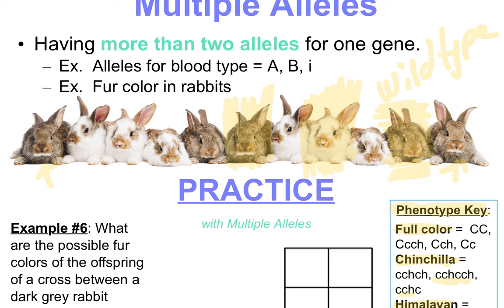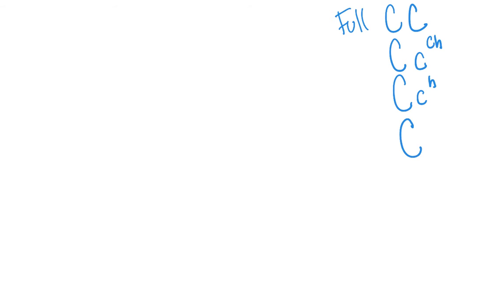Now my example here says, what are the possible fur colors of the offspring of a cross between a dark gray rabbit, who is this guy, and a Himalayan rabbit? I've just realized looking at this that I don't like the way that this is typed, so I'm going to do this my way. The full colored rabbit is either big C, or it could be big C, little c and carry the CH gene, or it could be big C and little c and carry H, or it could just be big C, little c.